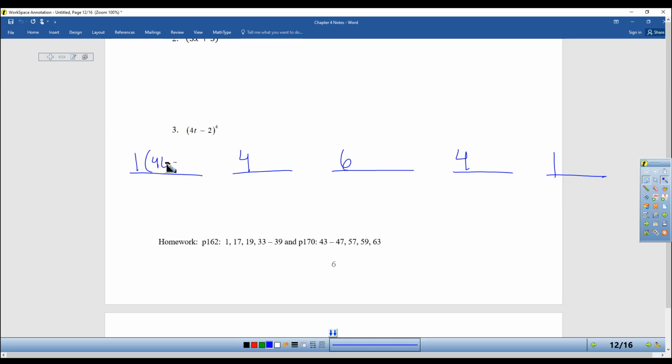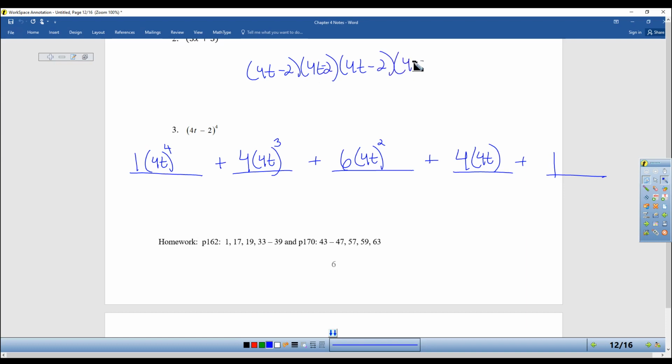And then I need my 4t to the fourth. And then my 4t, let me just put these pluses. My 4t to the third, my 4t squared, my 4t. And this is really just a shortcut. Oh, no 4t's in the last one. Just a shortcut. So if you would like to actually multiply out 4t minus 2, you go for it. I'll see you on the other side. 4t minus 2. 4t minus 2. That's what we're learning. We're learning a shortcut to do this using Pascal's triangle.